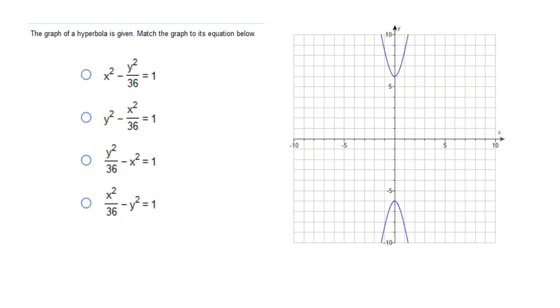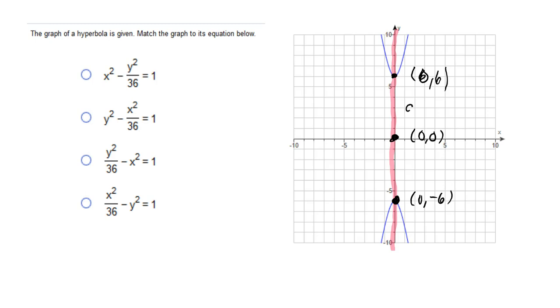With all that in mind, let's take a look at this example. We have the graph of the hyperbola, and we want to match it to one of these equations. So I can see that this is a vertical orientation of the hyperbola. We have a vertical transverse axis, and I can see where my vertices are. I have a vertex at 0, 6 and 0, negative 6, and my center will be at 0, 0.